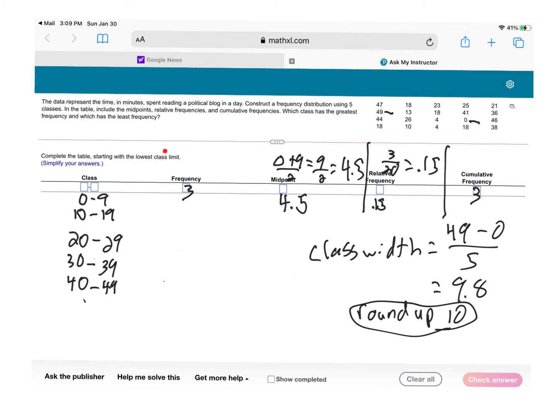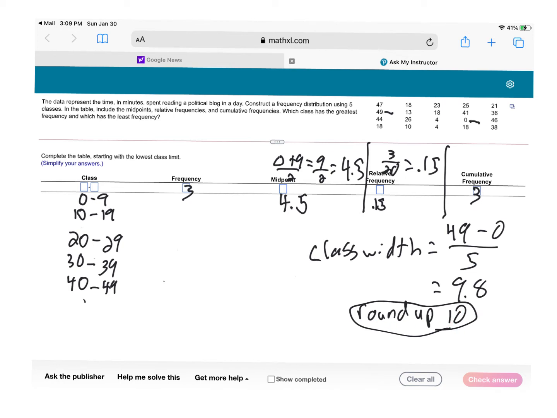Complete the table. So first thing you've got to do is figure out your class width. You pick out the smallest value and the largest value in the table, and that's 0 and 49. You subtract those and divide by 5. I get 9 point something. You always round up, so that's 10. So the class width is 10.